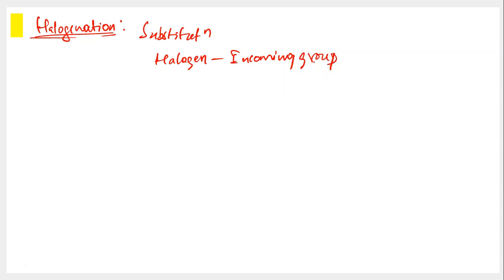So halogenation in general refers to a substitution reaction in which you are using halogen as incoming group. Halogen as what? Halogen as incoming group. Incoming group refers to the group which is substituting an atom from the substrate or from the reactant. All right, so halogen is the incoming group over here, and this halogen is substituting a hydrogen from an ether.